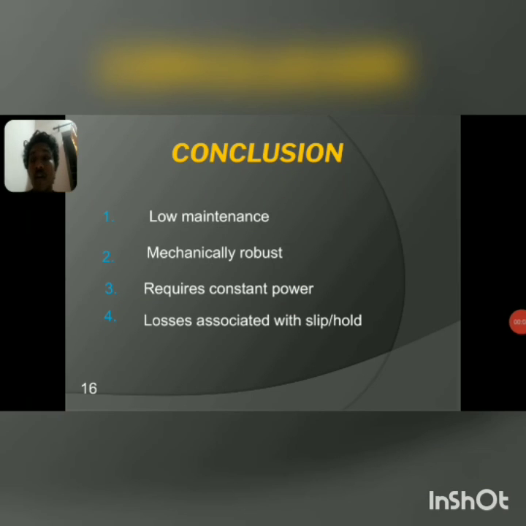Now we have understood about the electromagnetic clutch, its working, its main parts, advantages and disadvantages, etc. An electromagnetic clutch is low maintenance and mechanically robust. It requires constant power, and there are losses associated with slip or hold.